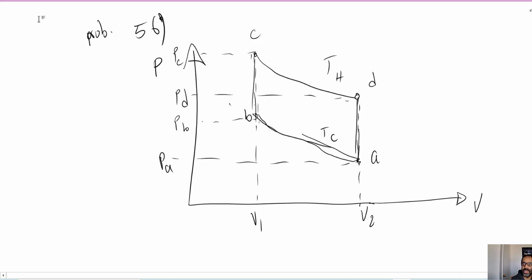Obviously, the efficiency of this engine is here. I'm sorry, not the efficiency. This is the work of the engine, that is effectively what we get out of it.